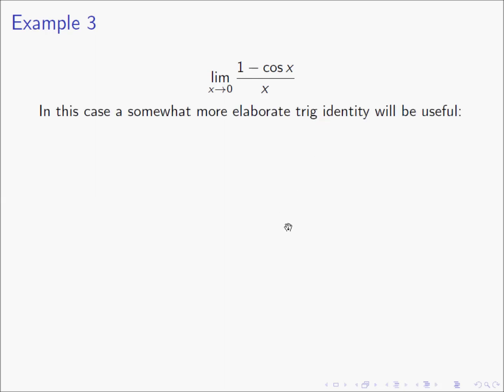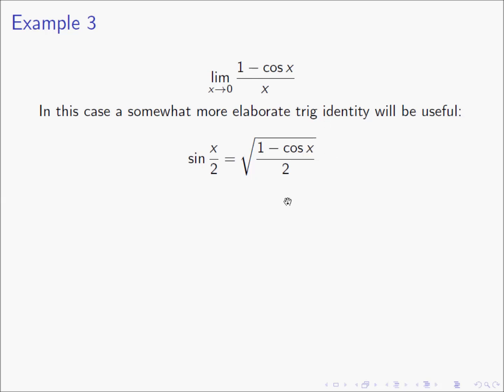Let's see another example. This is more interesting. Here we have the limit as x approaches 0 of 1 minus cosine of x over x. Now we need to use a more elaborate trig identity, and we're going to begin with this identity that says that the sine of x over 2 equals this expression here. And note that in the limit we have 1 minus cosine of x, and that's exactly what appears here inside the square root over 2, right?